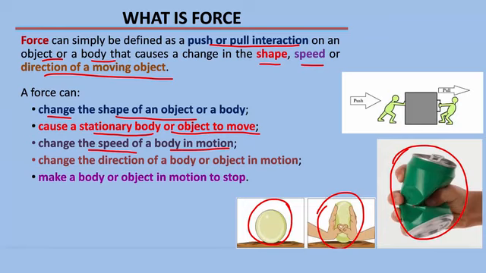Force can also change the direction of a body or an object in motion. For instance, if an object was moving in this direction, when force is applied to the object from this area, it can move towards this direction, causing a change in the direction of the object. Force can also make a body or object in motion to stop.